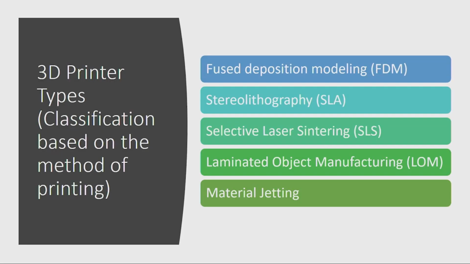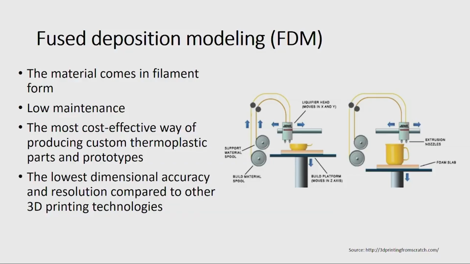I will explain about 5 different types of 3D printers, or 5 different types of 3D printing technologies. There are more than 5 different types, but all the different types are similar to the 5 I am explaining here. The first type I am going to explain is the fused deposition modeling 3D printer.